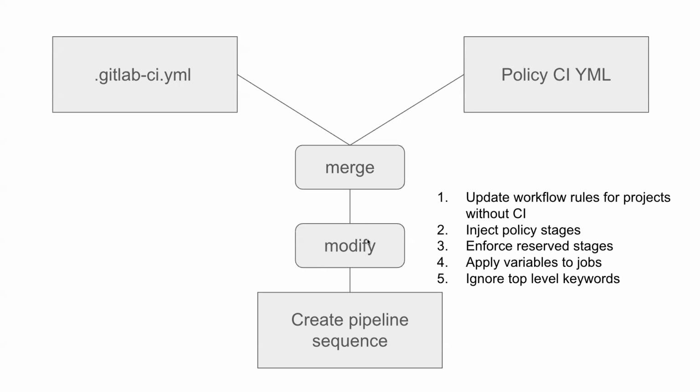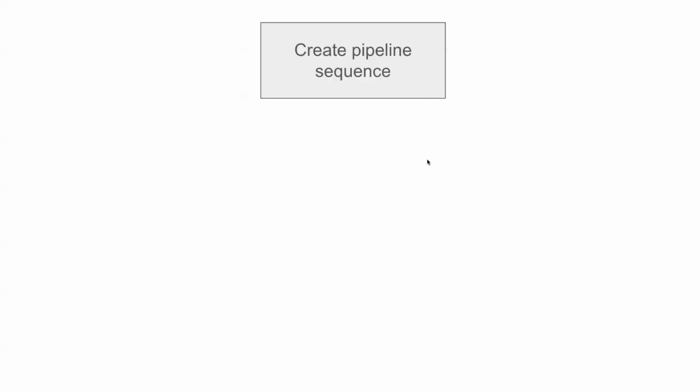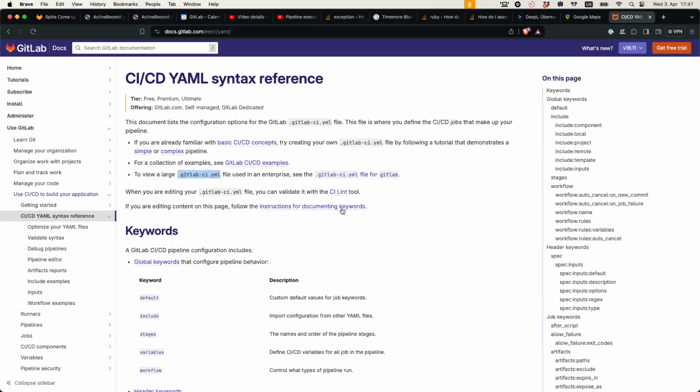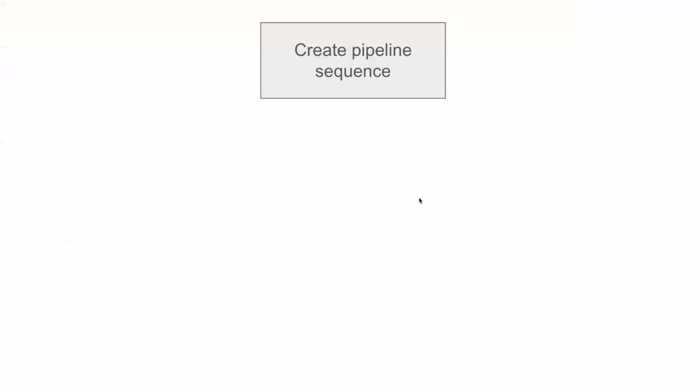And then after we did some modifications to the config, we pass it to the create pipeline service, which runs a sequence to do all the steps to create a pipeline. This sequence actually looks like this. So there's a lot of things that happen here, but the simplified version, where's my slides? Yeah, there it is. So the simplified version is this.